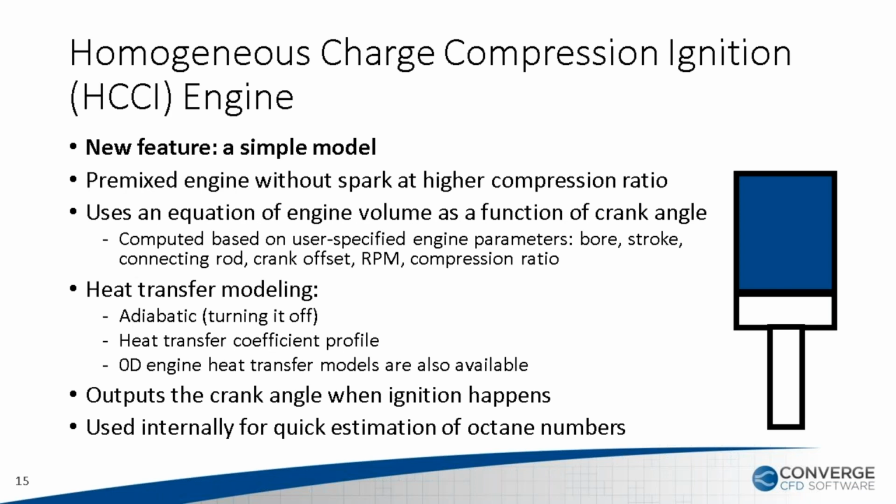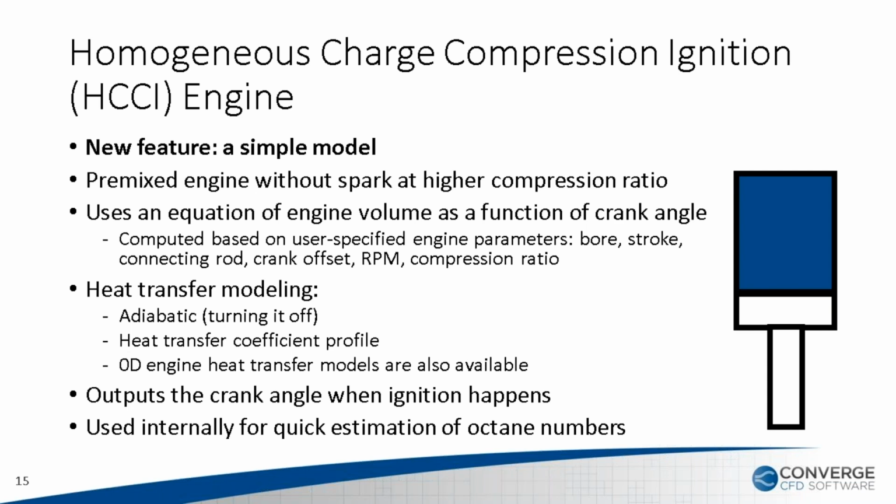In addition, you can also use it to model a homogeneous charge compression ignition engine. For those who do not know what an HCCI engine is, it's basically a premixed engine without spark, but you also run at a higher compression ratio. This is a really simplified model. In real life, there might be inhomogeneity, but this is a simplified description. What this does is leverage the variable volume feature that we added. Instead of a user-provided volume, we use an equation to describe the engine volume as a function of crank angle. I think we use a textbook equation from Heywood for this.